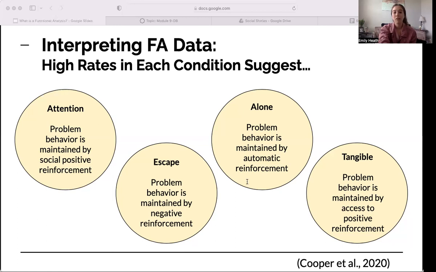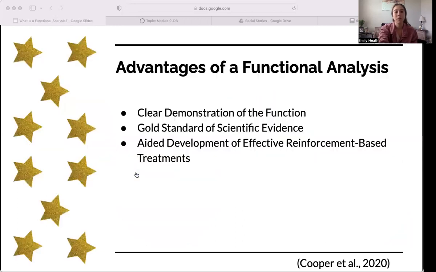If there are high rates in the tangible condition, the problem behavior is being maintained by access to positive reinforcement. So if a child tantrums near a certain counter in the kitchen, near an unreachable cookie jar, when the cookie jar is brought down to their level and they have access to the cookies, the tantrums would no longer occur.